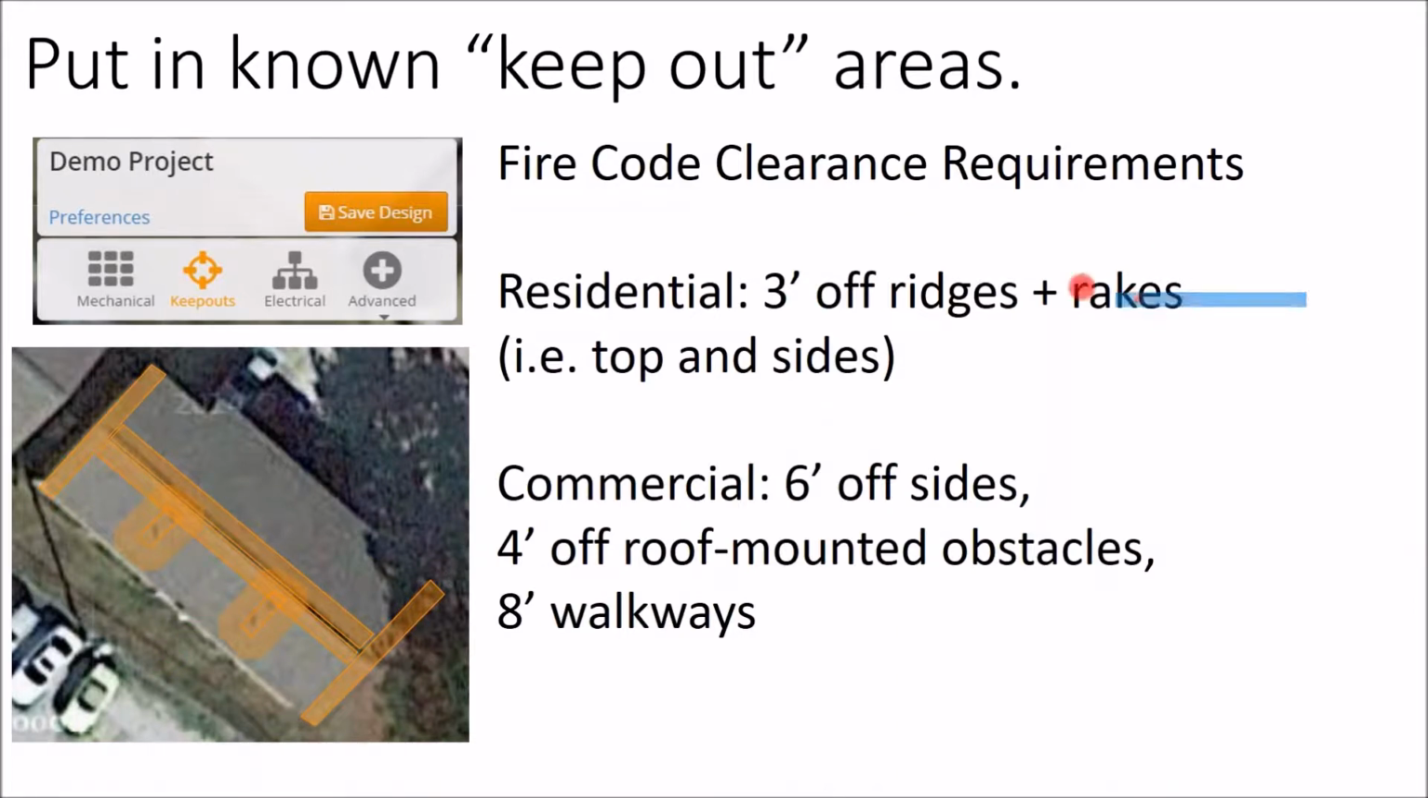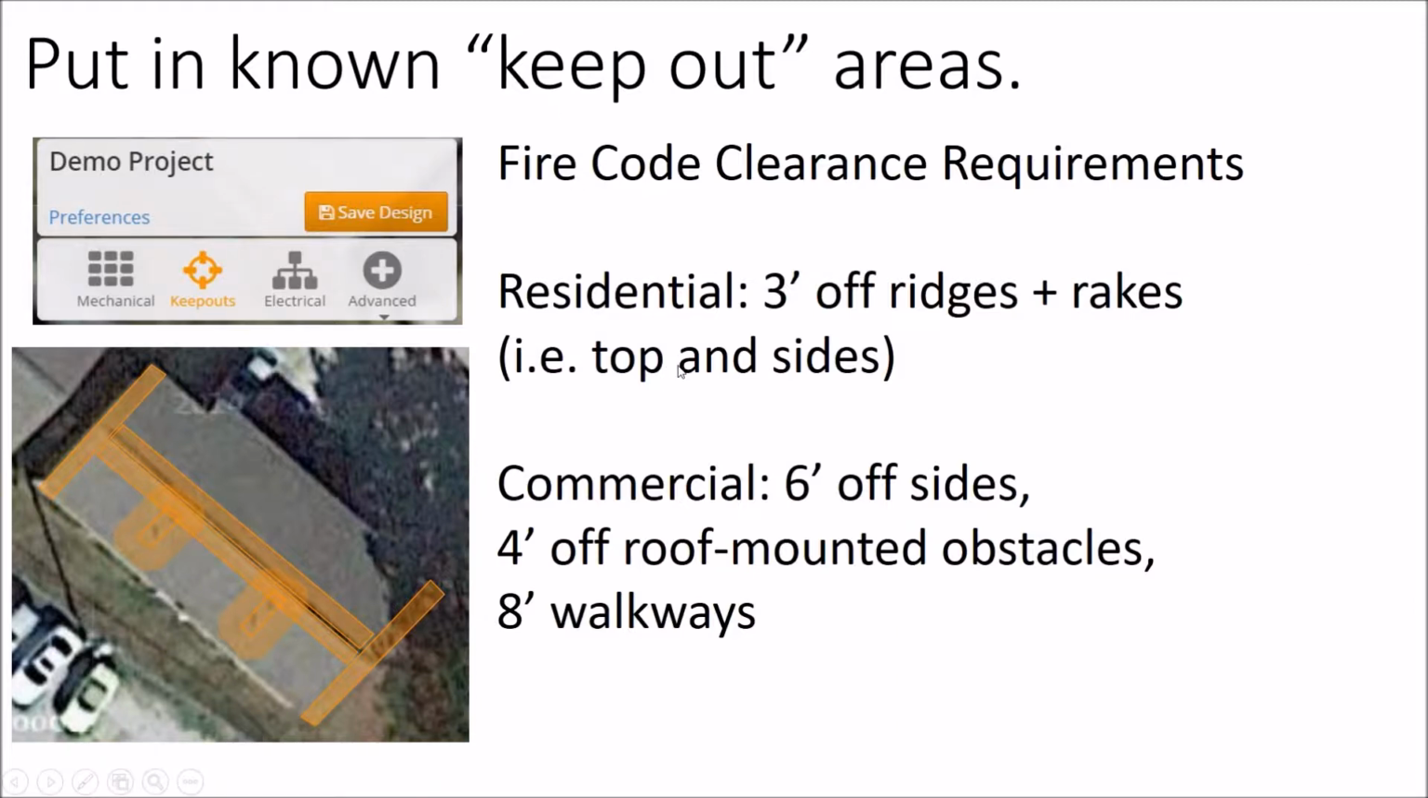But anyway, with residential, it's 3 feet off the sides, 3 feet off the top. With commercial, it's 6 feet off the sides. Every 150 feet, you need an 8-foot wide walkway. There's a little bit of flexibility on that. And then stay 4 feet away from roof-mounted obstacles like air conditioning units.